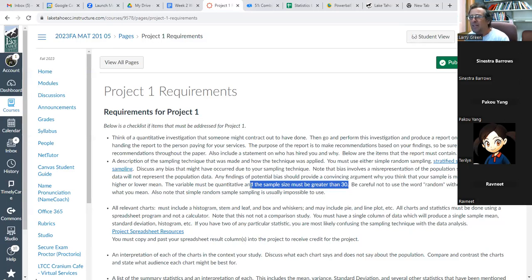31 is the smallest. You won't understand why it has to be bigger than 30 until we get to chapter 5, I believe. Let's see. No, sorry, chapter 7. In chapter 7, we're going to have a reason for it. But for now you just have to trust that that's the important number.